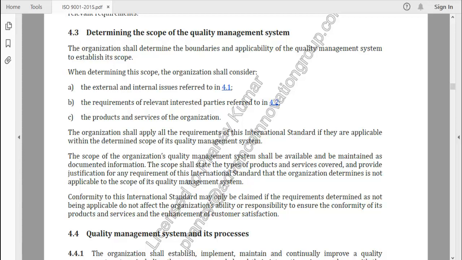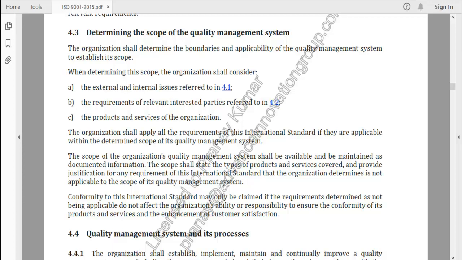It says the organization shall determine the boundaries and applicability of the QMS to establish its scope. When determining the scope, the organization shall consider: A. The external and internal issues referred to in 4.1, B. Requirements of the relevant interested parties referred to in 4.2, C. The products and services of the organization.